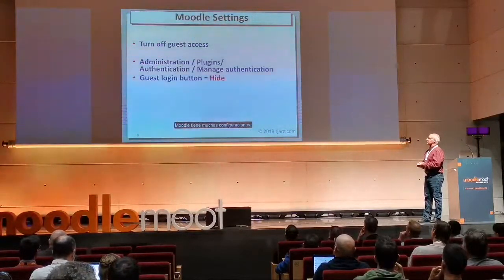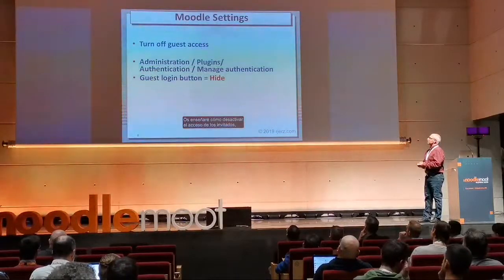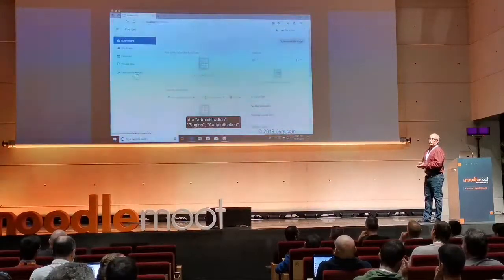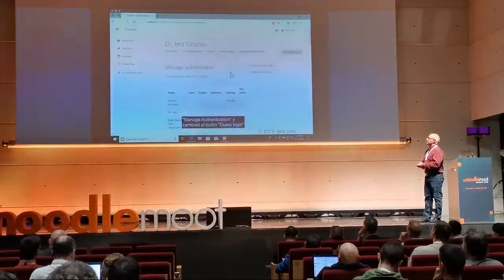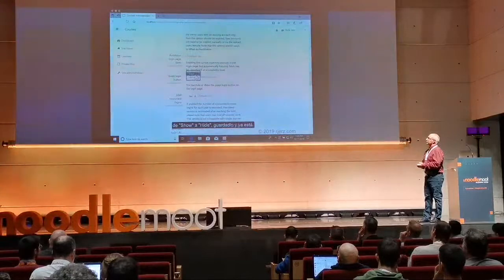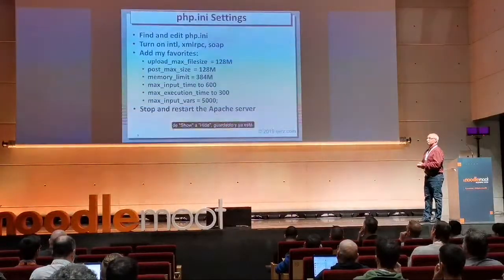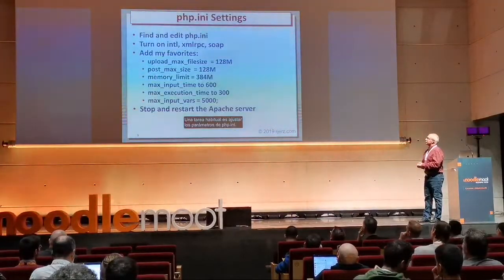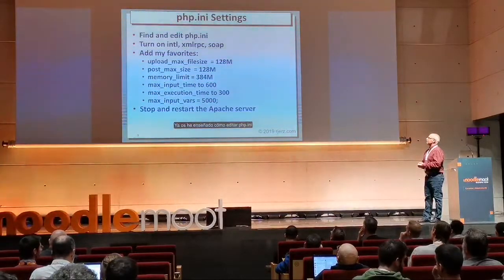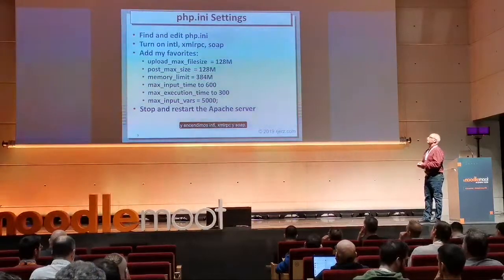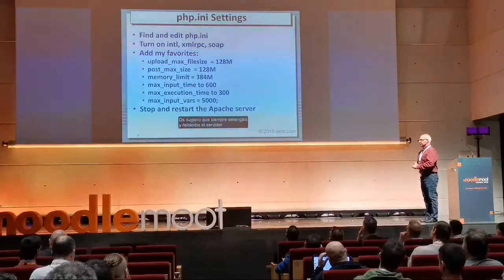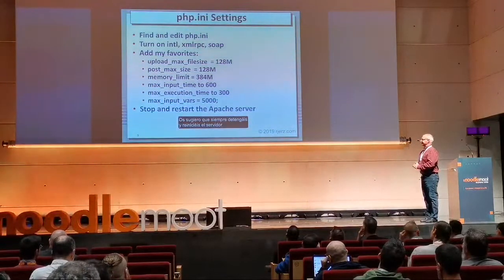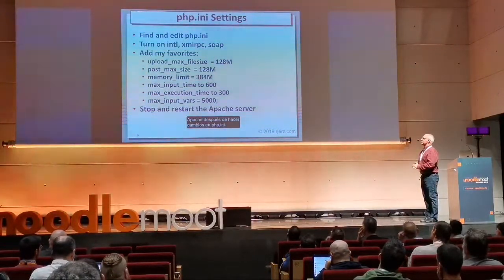Moodle has many settings. I will show you how to turn off guest access, which is something I like to do. Go to Administration, Plugins, Authentication, Manage Authentication, and change Guest Login button from Show to Hide. Save this, that's it. A common task is to make adjustments to settings in php.ini. I have already shown you how to edit php.ini, and we turned on INTL, XML, RPC, and SOAP. Here are some of my other common adjustments. I suggest that you always stop and restart the Apache server after making php.ini changes.